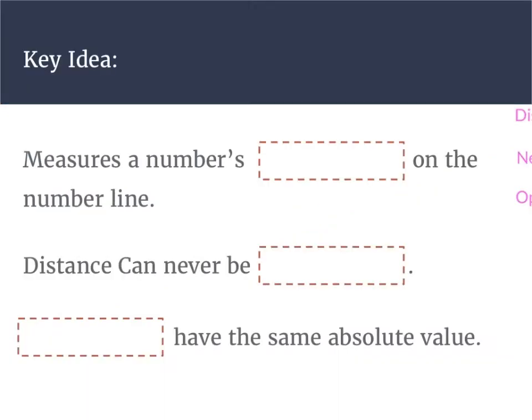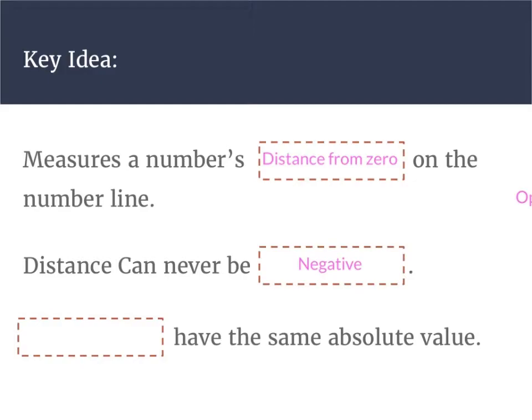So, some key ideas about absolute value. It measures the number's distance on a number line from 0. Distance can never be negative. When you're driving places and you get there and then you drive home, you don't go negative miles. If you drove 5 miles to school today, when you leave school, you're going to drive 5 miles home. You're not going to drive negative 5 miles home. So distance can never be negative.